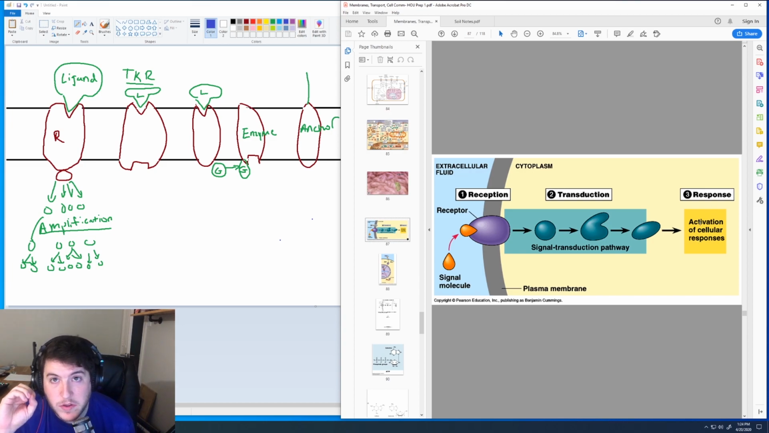Now, if they ask you a signal transduction question, you can't just say, hey, and there's a response. You have to specifically say what response is there, what kind of response could it be. And most of the time, the best answer that you can put there, the easiest, most vague answer while still not being vague, is that it either activates or deactivates a gene.